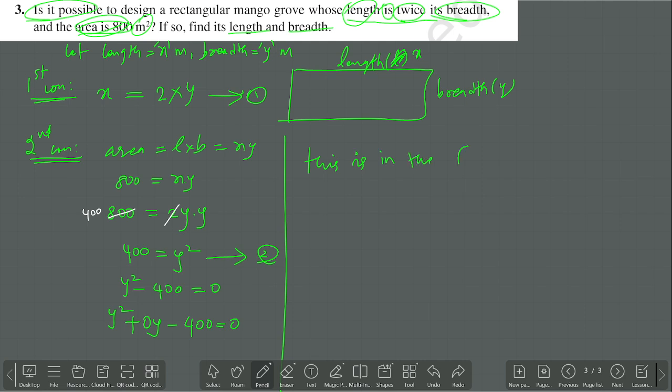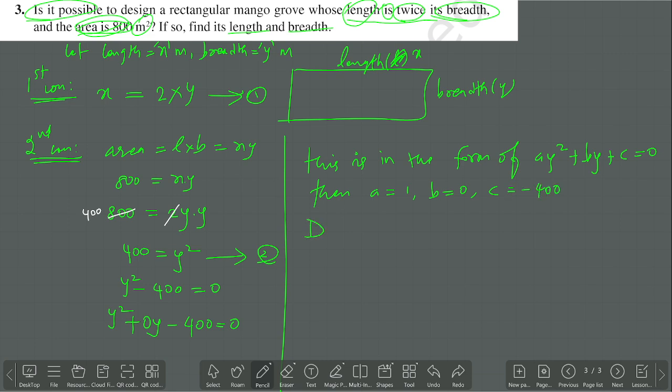Okay, right. Now you write this is in the form of a y square plus by plus c equal to 0. Then what is a? 1. What is b? 0. What is c? Minus 400.